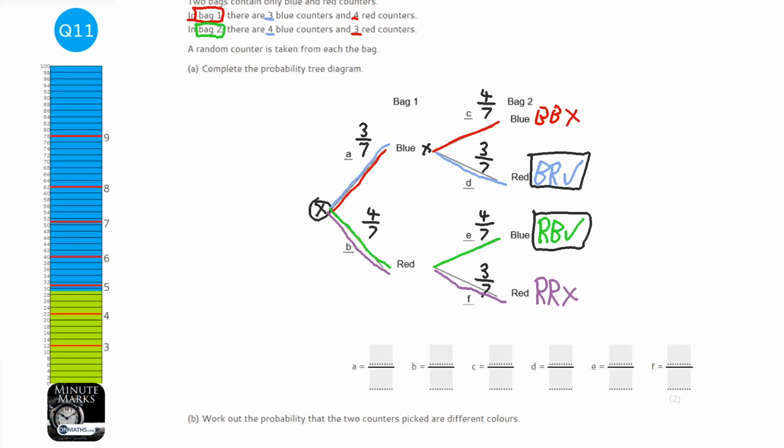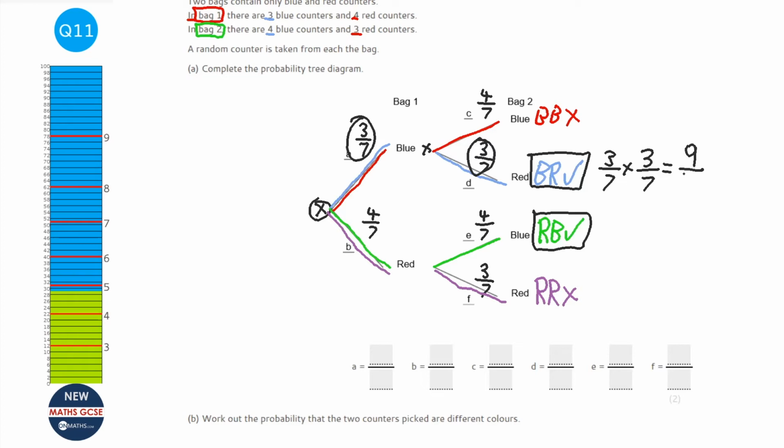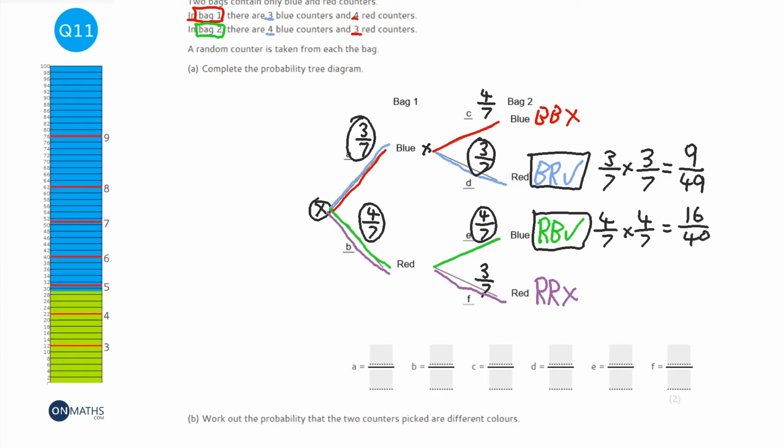Now the way of working out the probability of ending on either of those is just to write down the fractions that you passed to get there. So I passed this one, so 3 over 7, and I passed this one, so another 3 over 7. And then what you do is you times them. Now to times fractions you just times the tops times the bottoms. So 3 times 3 is 9, 7 times 7 is 49. Let's do the same with the red and then blue. So we passed a 4 over 7 and we passed another 4 over 7. And let's times them. So that's going to be 16 over 49.